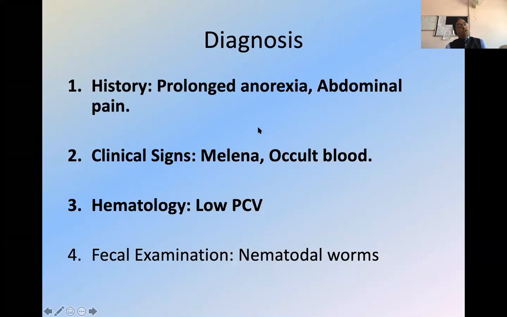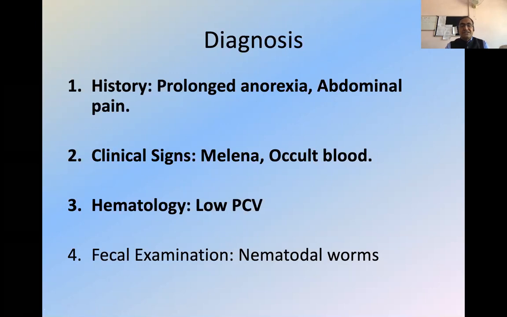So how will you diagnose? Your basic aim is diagnosis. First, you have to depend upon the history of prolonged anorexia. I'm talking of prolonged anorexia because in the next class, I will talk about just a simple indigestion. The simple indigestion is very, very simple. When we are not able to differentiate simple indigestion from other diseases, then we make a mistake. So in the following class, we will talk about simple indigestion in ruminants.